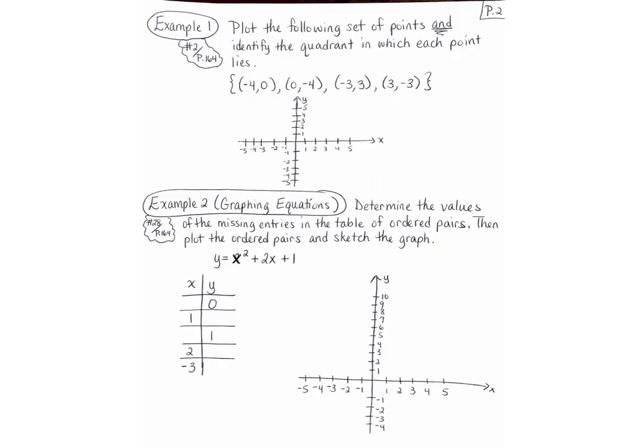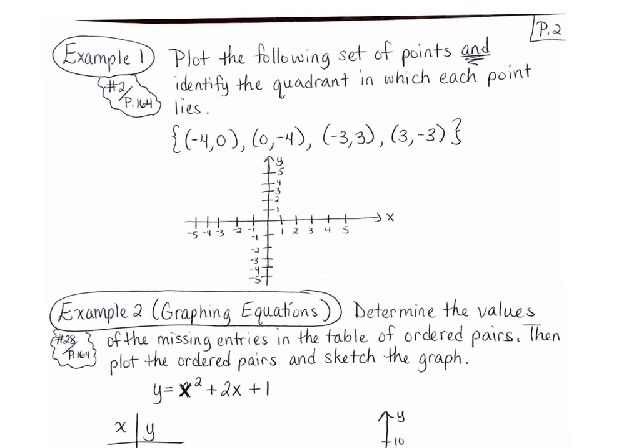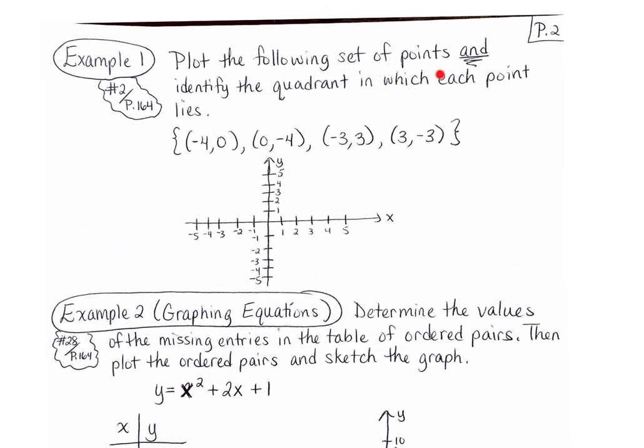So, take a couple minutes and plot those points. I gave you a set of points: -4, 0; 0, -4; -3, 3; and 3, -3. I want you to plot those points and identify the quadrant where each point lies. So go ahead and do example 1. Okay, in the back, where's -4, 0? I see you pointing, but where's that? In the back. Go ahead. Let's be respectful.